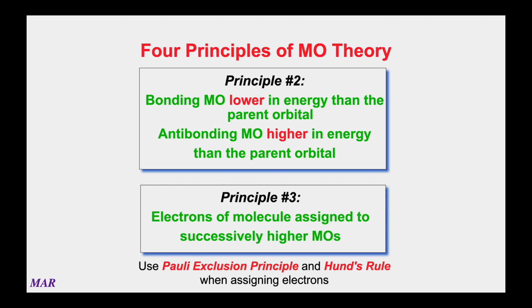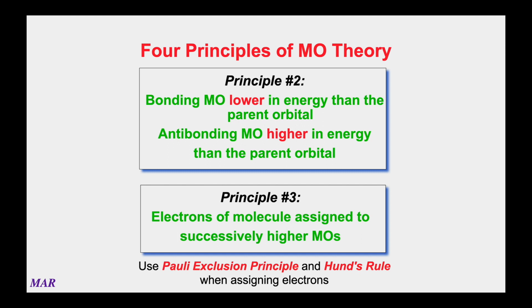And you always put electrons into molecular orbitals in successively higher molecular orbitals. This is just like we did in atomic orbitals. We always filled 1s first, and then 2s, and then 2p. Well, in molecular orbitals, we're going to do the lowest molecular orbitals first, followed by the next highest ones, and the next highest ones, and so on.